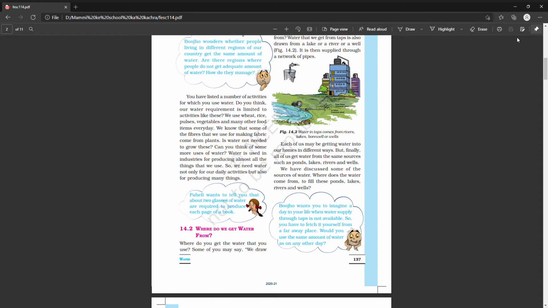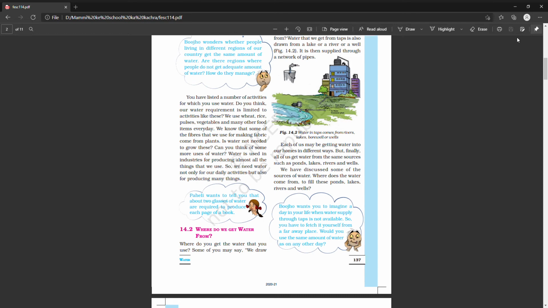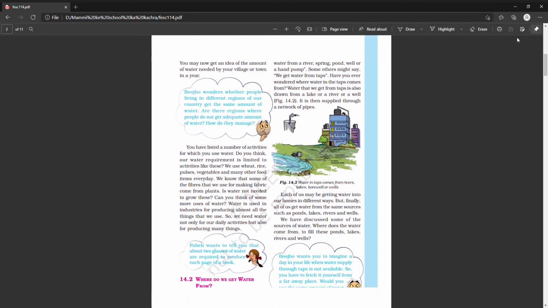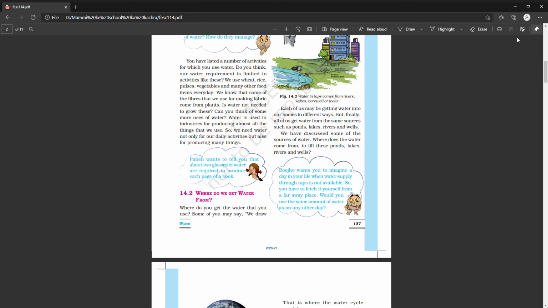So, where do we get water from? That means, what is the source of water? Rain is the main source of water. Still, we can say river, pond, lakes, seas, oceans are the sources of water from where we get water. At our homes, we get water from ponds, lakes, rivers, and wells.